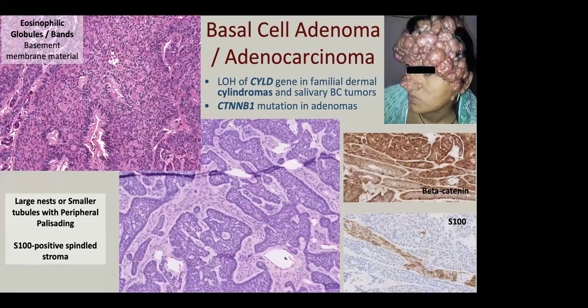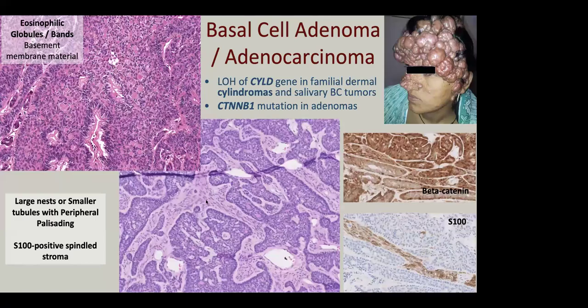Basal cell adenoma, adenocarcinoma. The adenomas can have mutations of beta-catenin or CYLD, the cylindroma gene. The adenocarcinoma is generally just the CYLD gene. This is the same gene mutated in these familial sort of, I know they used to call them turban tumors. It's basically familial dermal cylindromas. Both adenomas and adenocarcinomas have this nested growth with peripheral palisading, the eosinophilic basement membrane material.